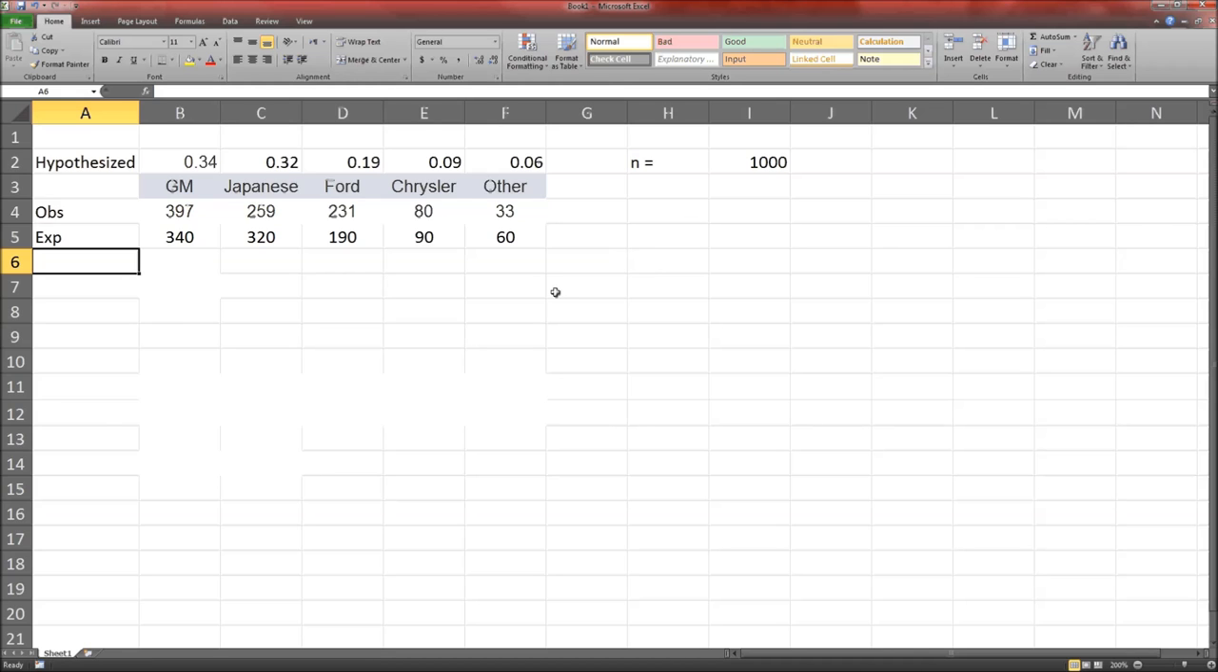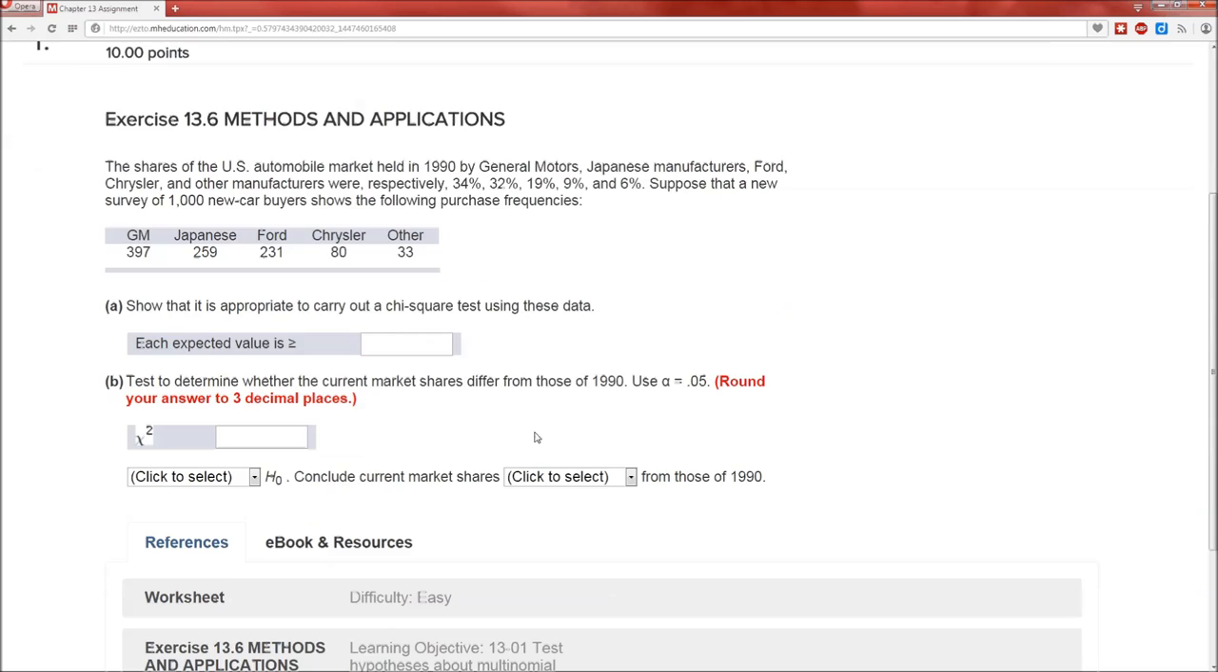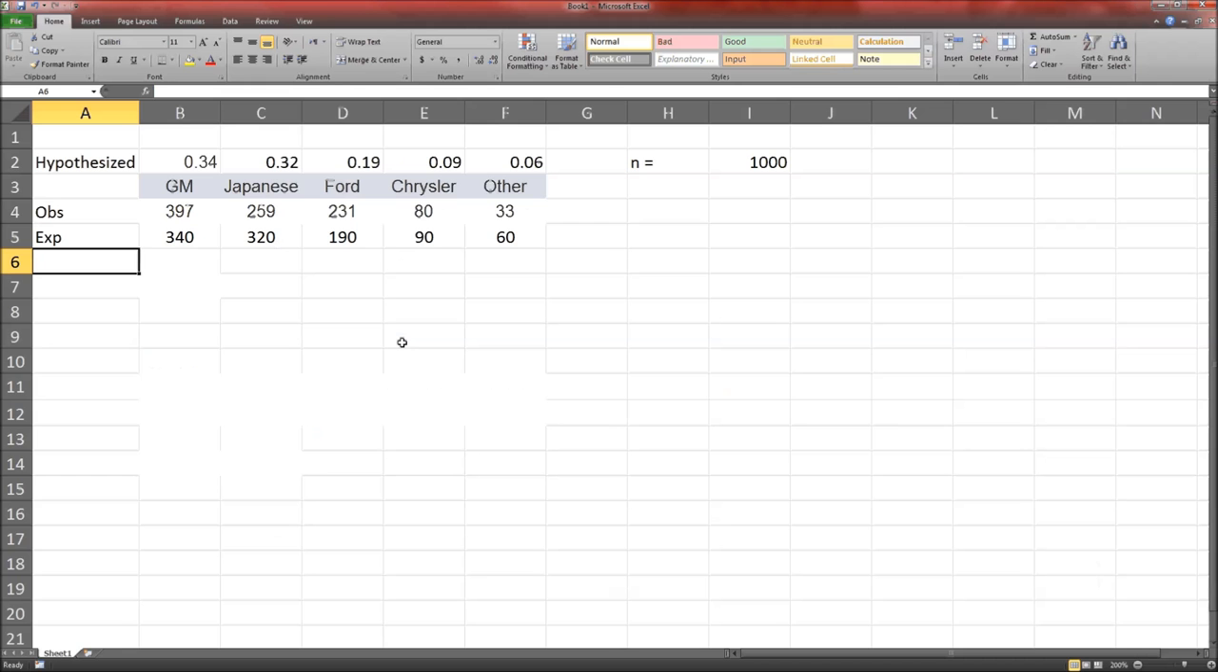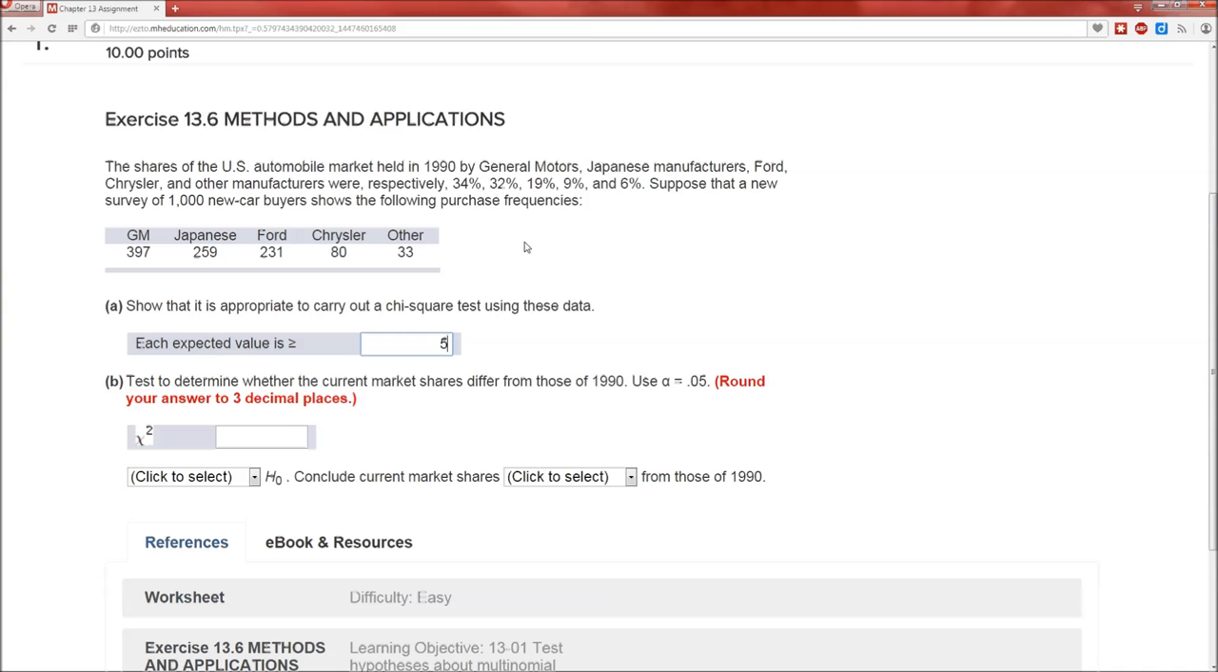So far, so good. The requirement in order to use the chi-squared goodness of fit test is that each expected value is at least 5. Is that true in this case? It is true. The smallest expected value is 60, which is much more than 5. So we're good to go. Now to determine whether the current market shares differ from those in 1990, we're going to use alpha is 0.05. We need to calculate the test statistic.